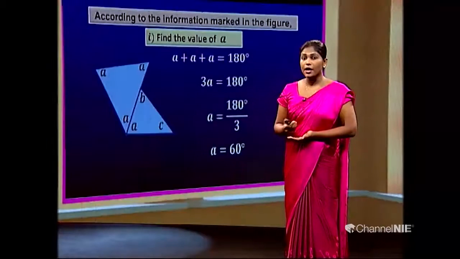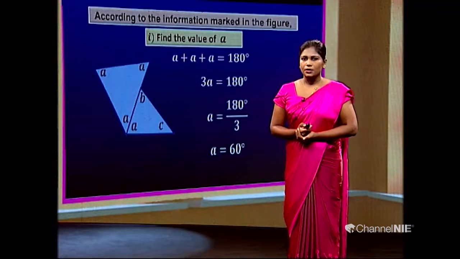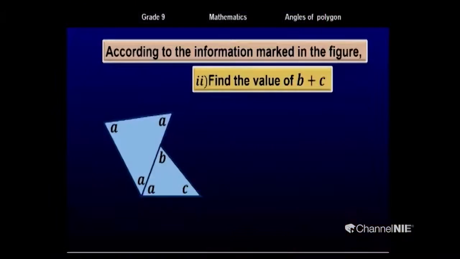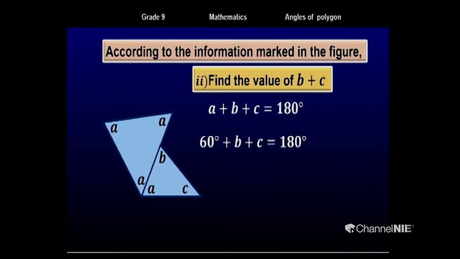Then we have to find the value of B and C. So they ask about the second question: find the value of B plus C. Again we can write the equation according to the sum of the interior angles of this triangle. A plus B plus C is equal to 180 degrees. Now we know the value of A. You can substitute: 60 plus B plus C equals 180. Then B plus C equals 180 minus 60. That means B plus C is equal to 120 degrees.